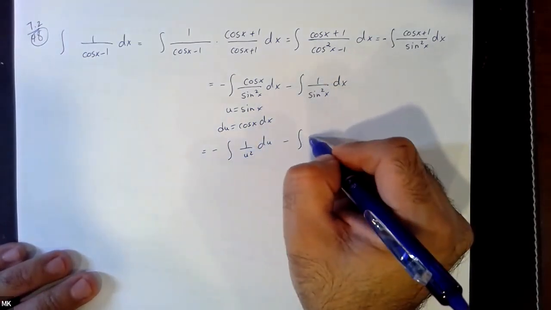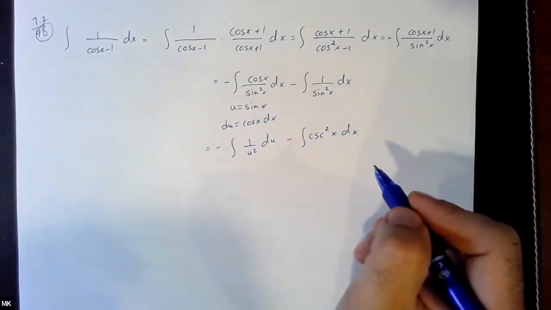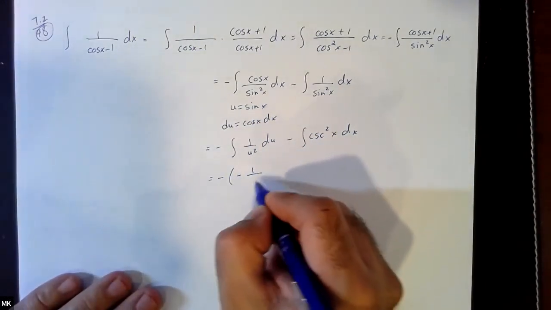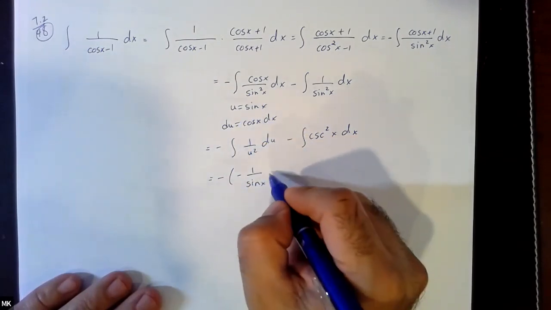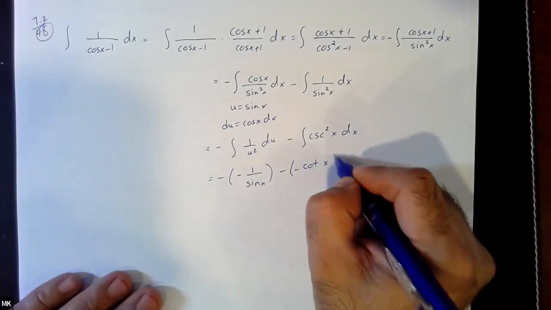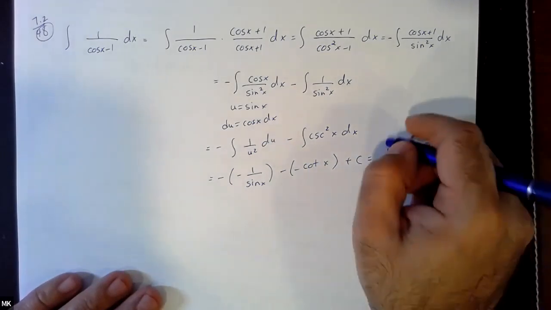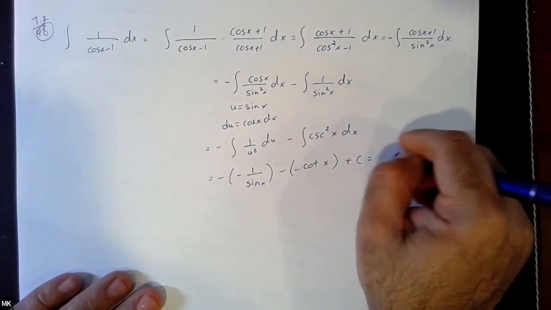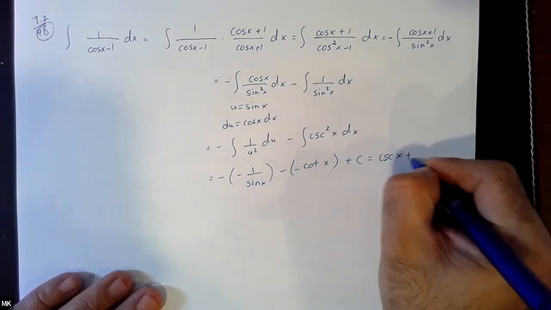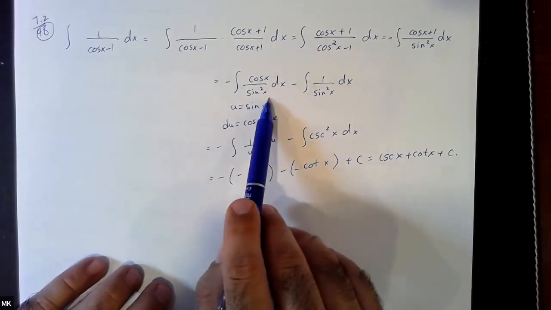This one is just 1 over sine is cosecant, so it's cosecant squared x. So this is negative, and after that, the antiderivative of 1 over u squared is negative 1 over u, and u was sine x. After that, the antiderivative of cosecant squared is negative cotangent, so negative cotangent x plus c. So good, the negatives all cancel out. 1 over sine, which we now know is cosecant, plus cotangent.